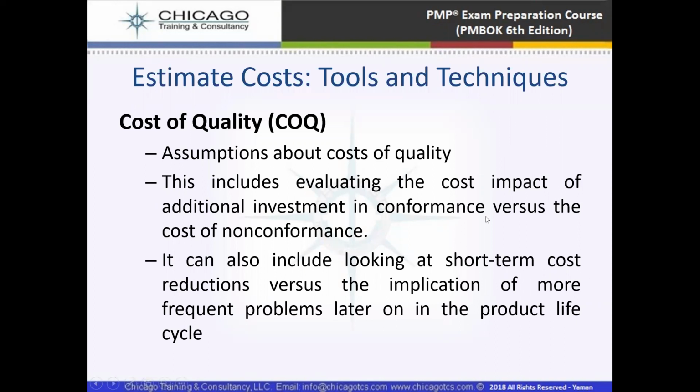This is for agile. We are talking about agile. If I'm using the word product, it means agile. Okay. So in agile, we are using short-term cost reductions versus the amplification of more frequent problems. It means in every iteration, we are looking at the cost reductions versus the implication of more frequent problems. In every iteration, we will face some problems, and we are going to assess this beforehand, at short-term cost reduction, asking what is going to be the short-term cost reduction here.